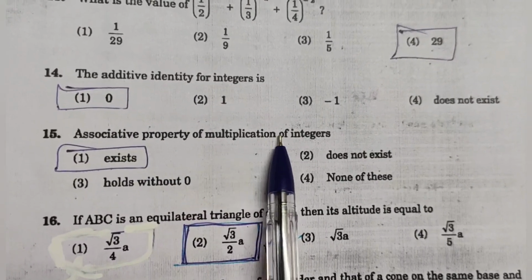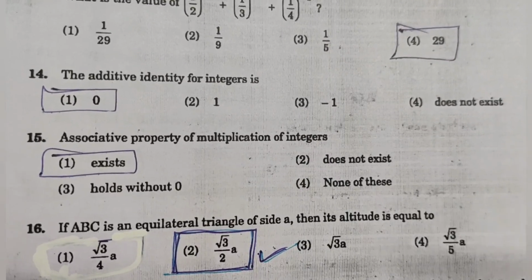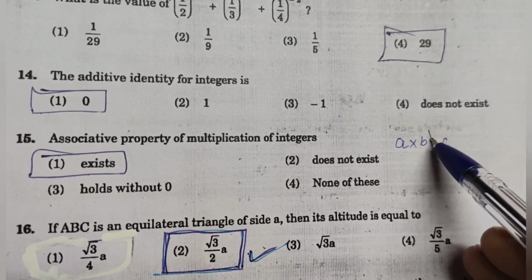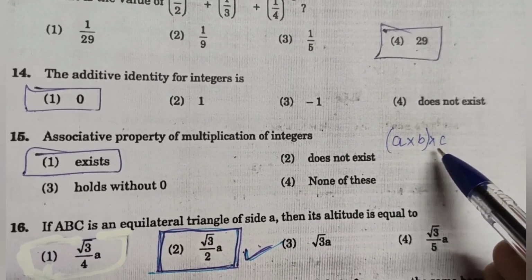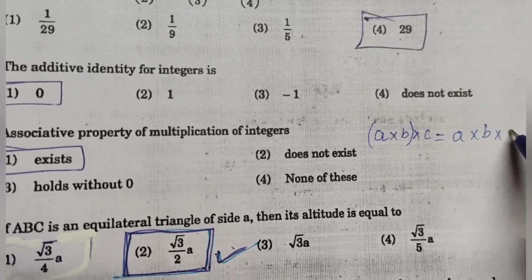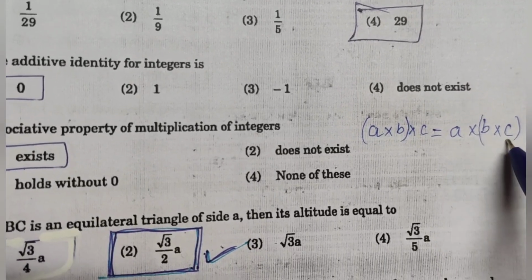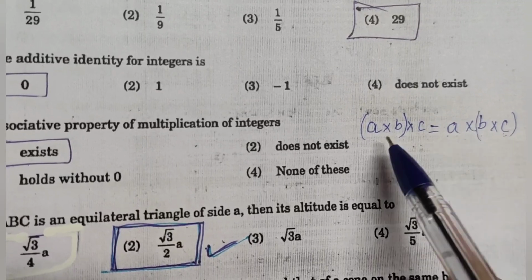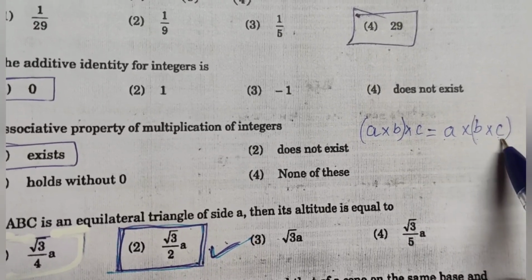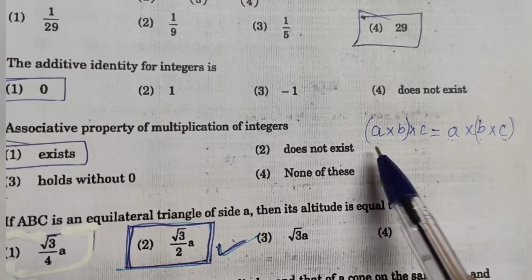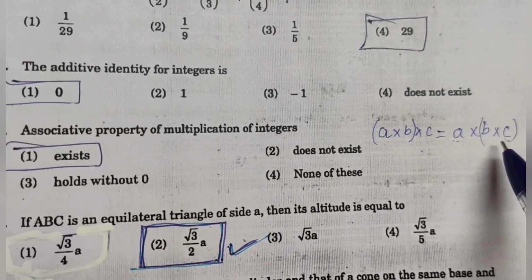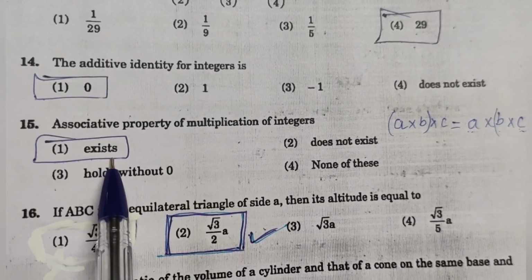Associative property of multiplication of integers. What is associative property? Which means A into B into C. When you multiply A and B, and with that product when you multiply C, you will get A into B into C. When you multiply B and C, and with that answer when you multiply A, both the results are same. Product of first two numbers and third number, product of second and third number with first number, the answer is same. This is called associative property of multiplication of integers, and this property does exist. So the answer, it exists.